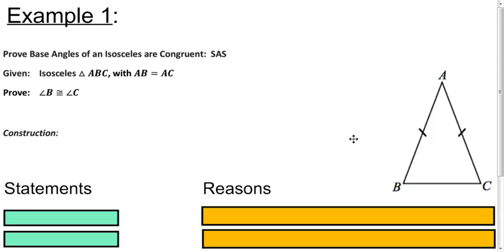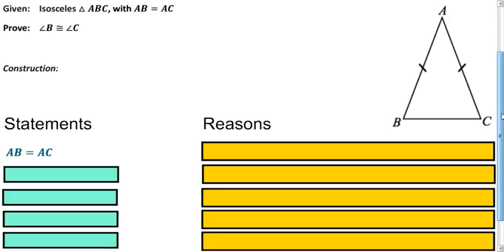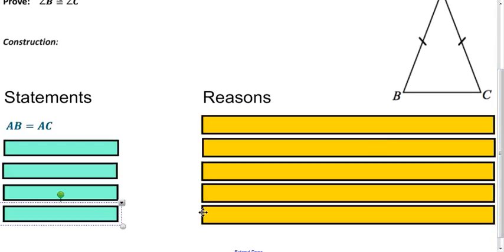Now, why is the base angles theorem true? We're going to prove that using side angle side. So here they give us an isosceles triangle, and they tell us that AB equals AC. So our first given is going to be that statement. You can write isosceles triangle ABC if you want as part of your given. You don't have to. What's important is that you know which ones are the legs. And we know that we want to show that angle B and angle C are congruent.